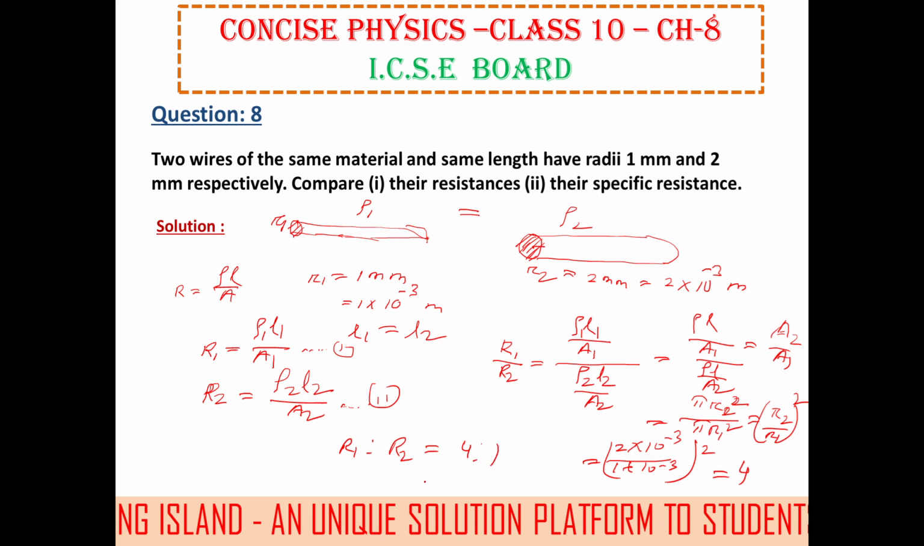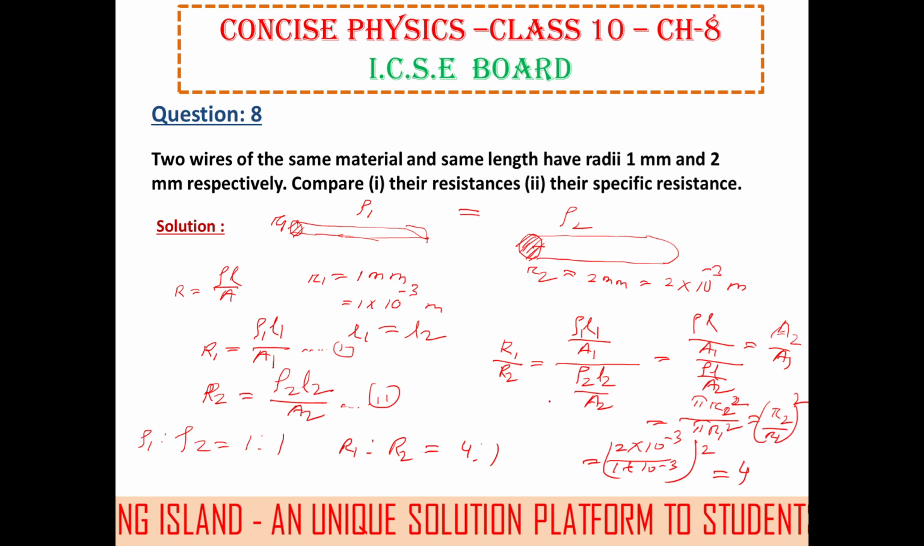That means the resistance will be 4 times. So again it is mentioned, what is the specific resistance? As the materials are same, the ratio of the specific resistance, the resistivity, will be 1 is to 1. So I hope this is understandable to all of you.